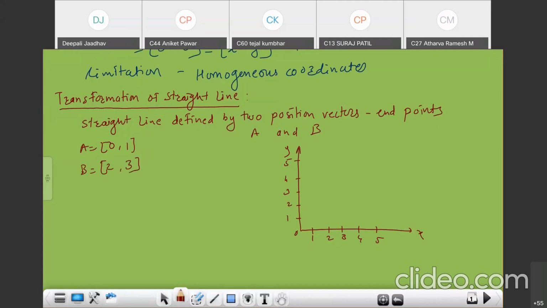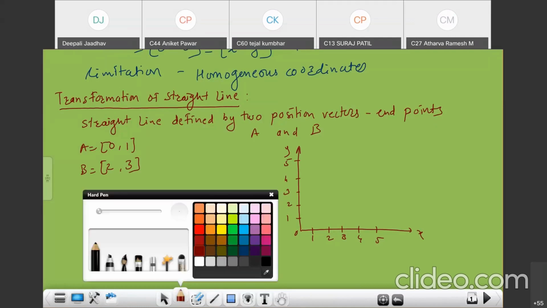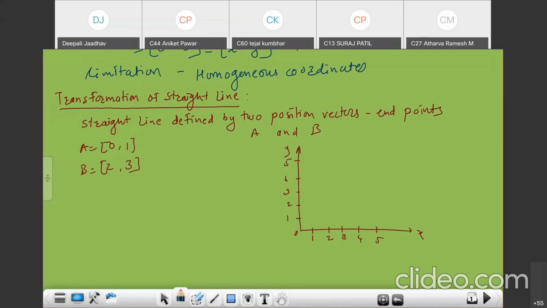So on this diagram, the x and y coordinate, how can we represent it? A is 0, 1. 0, 1 means this, correct? That is A. And what is the other end point? 2, 3. It is here. That is point B, 2, 3.